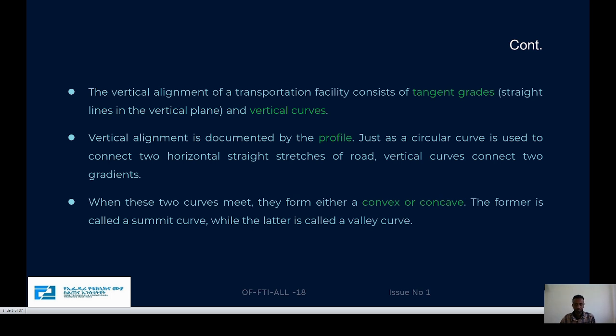The vertical alignment for a transport facility consists of tangent grades, which are mostly straight lines, and vertical curves. This vertical alignment is documented by the profile. Mostly we have a difference between horizontal curves and vertical curves. In horizontal curves, there is a difference in direction: two straight lines or tangents differ in direction, so we provide simple curves or horizontal curves. But in vertical curves, there is a connection between two grades. There are two types of vertical curves, convex and concave. Convex ones are summit curves, and concave ones are valley curves.